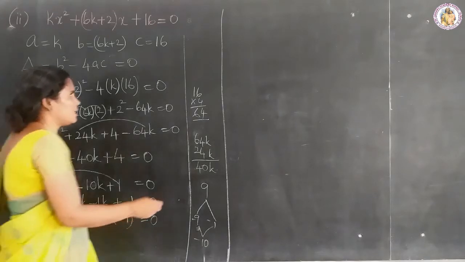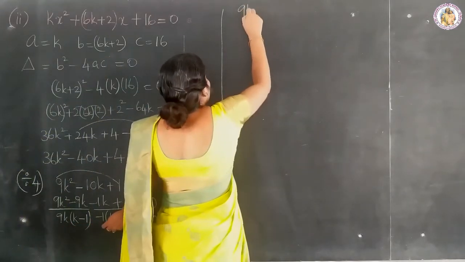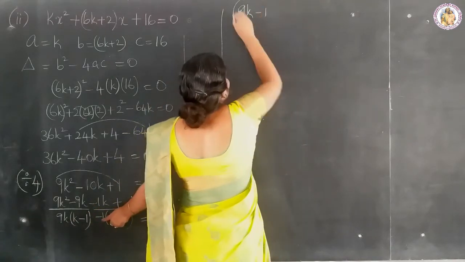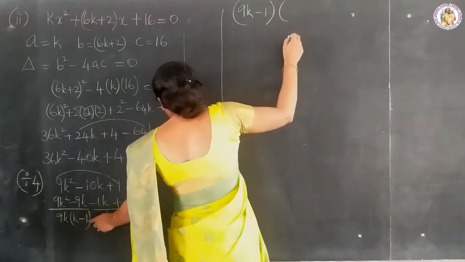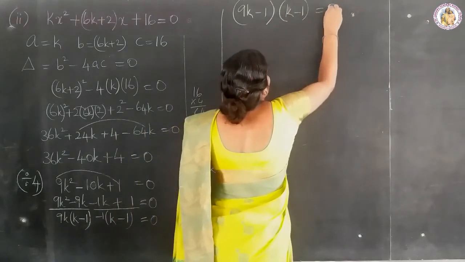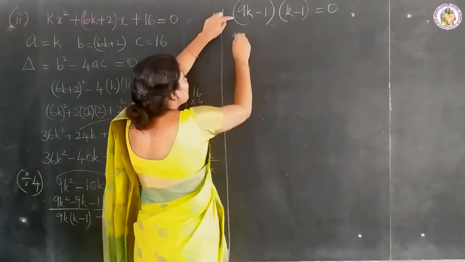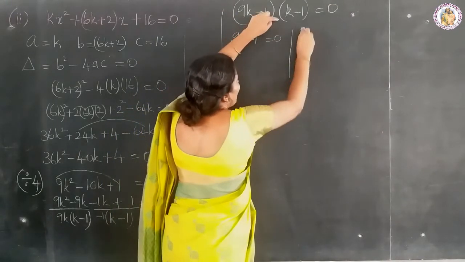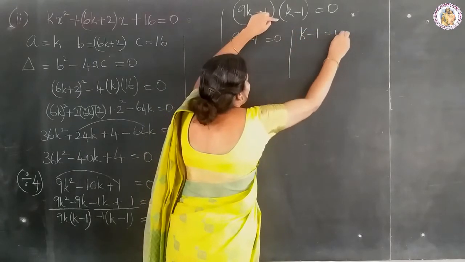And in the next step, write 9k minus 1 as one factor and again k minus 1 is equal to 0 as another factor. Now 9k minus 1 is equal to 0 and k minus 1 is equal to 0.